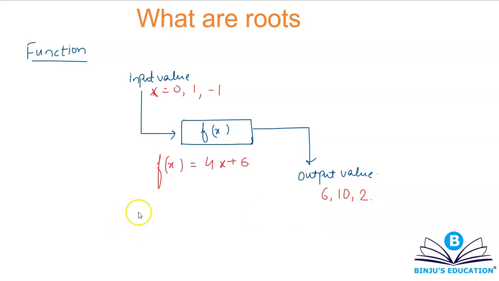Similarly, you can have a quadratic function also, which is, let's suppose, x square plus 2x plus 1, for example. If you provide input value, let's suppose x = 0, you're going to get output equal to 1. You can provide x = 1, you're going to get 1 plus 2, 3 plus 1, that's 4. You can provide x = minus 1, so that is minus 1 square, which is 1. 1 minus 2 plus 1, so that's equal to 0, and so on and so forth.